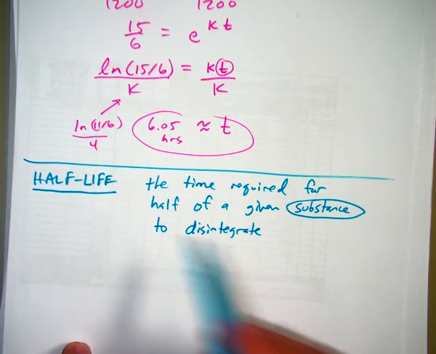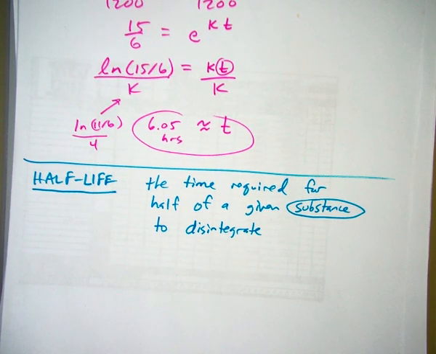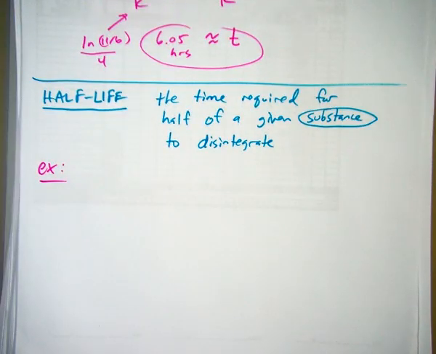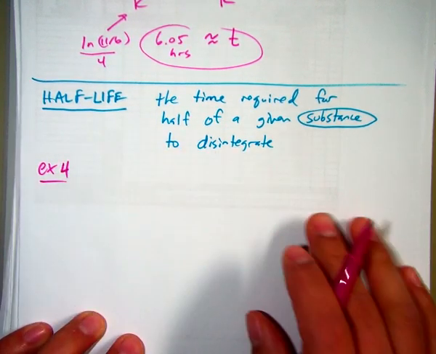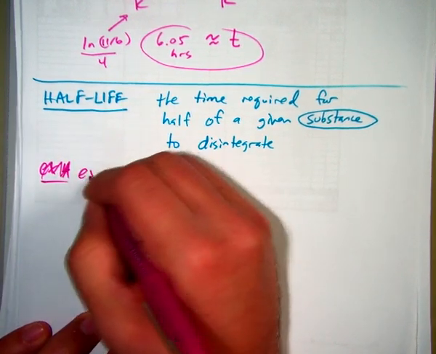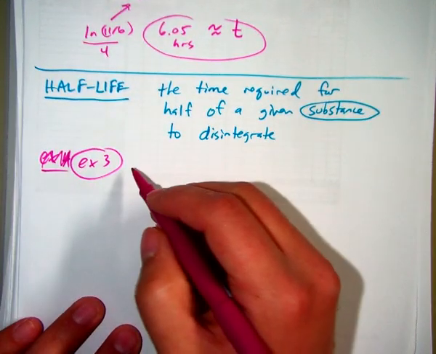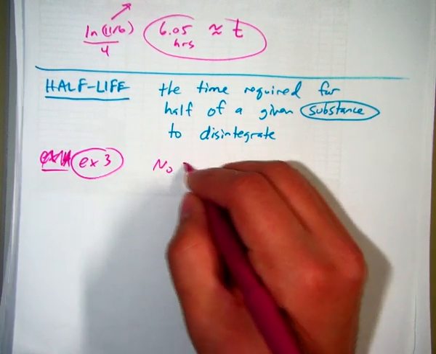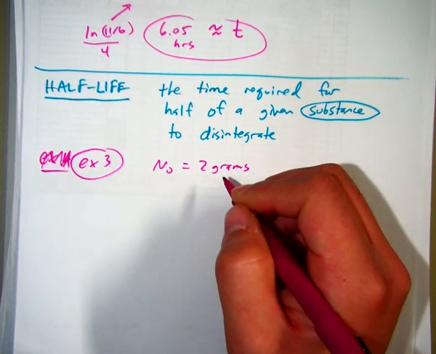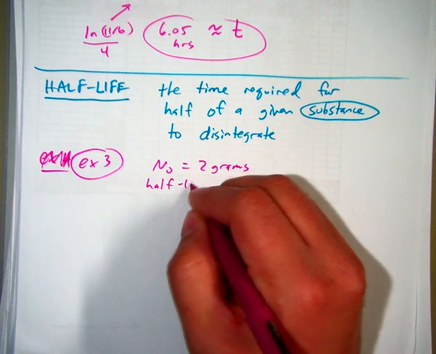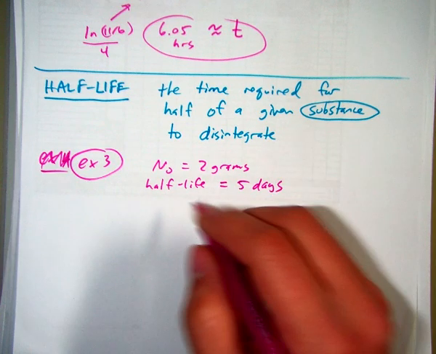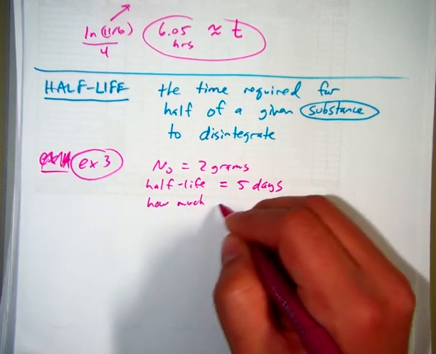Okay, so final example. Let's look at example 4 in the packet. You know what? Never mind. Let's do example 3. If you read through it real quickly, you have 2 grams of a substance initially. The half-life is equal to 5 days. And the question is, how much is left after 30?